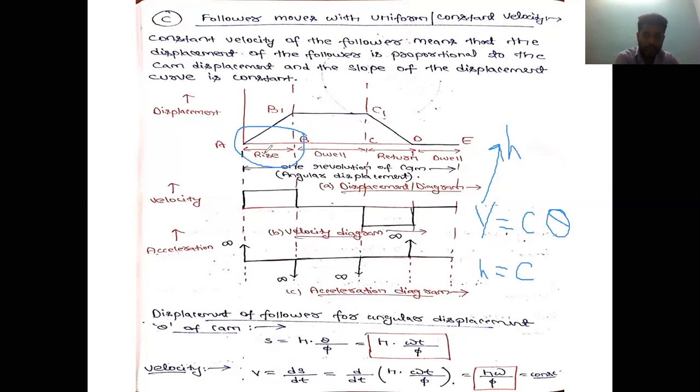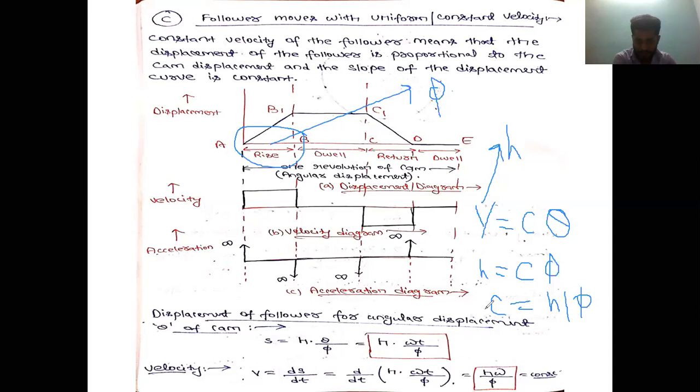During the rise period, the angle of ascent is say phi a. I am denoting that angle by phi. Angle phi is the angle turned by the cam during the rise period. So I can replace this theta by this symbol phi. Now I can write this equation as C is equal to h upon phi.